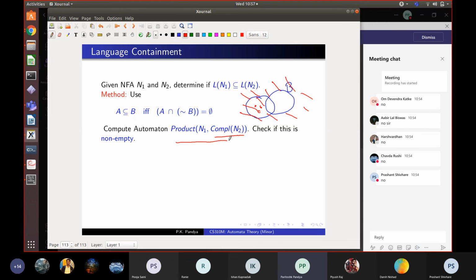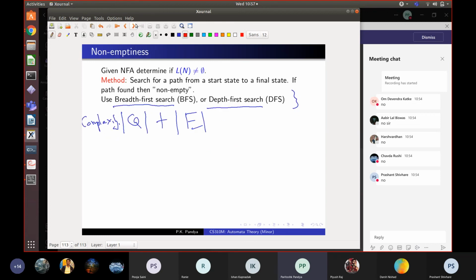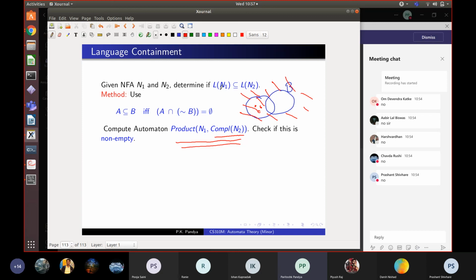And then this automaton that I get, I check if its language is non-empty or empty. It should be empty. In that case only, I have this thing as true. If it turns out to be non-empty, this is false. So by using this previous operation of non-emptiness, I can check whether L1 is a subset of L2, right? So you see this reduction.